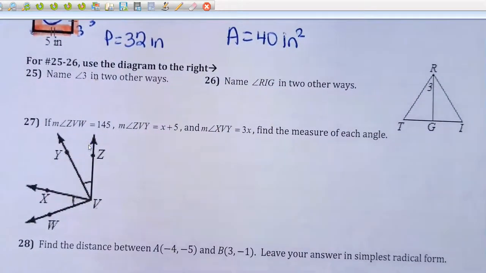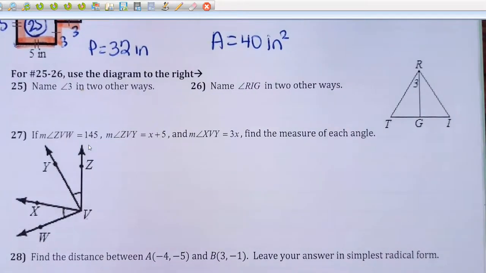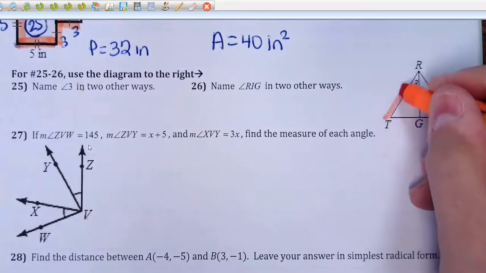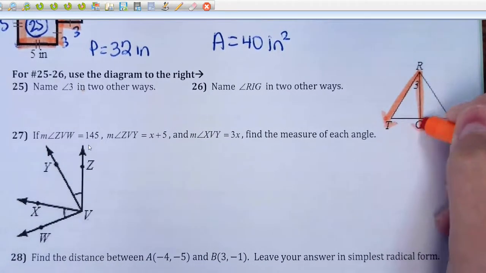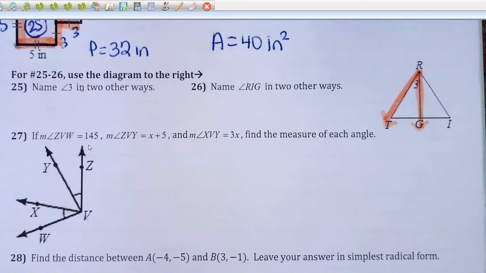Okay. For 25 and 26, we're going to use this picture over here. So angle 3, right? I can name an angle by a number that is in between the 2 rays that make up either side. So that's the angle I'm talking about that I highlighted.